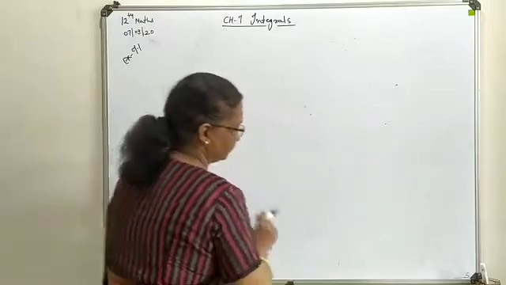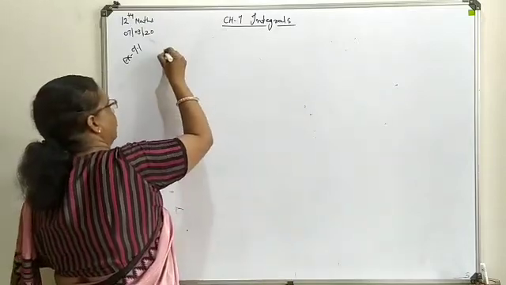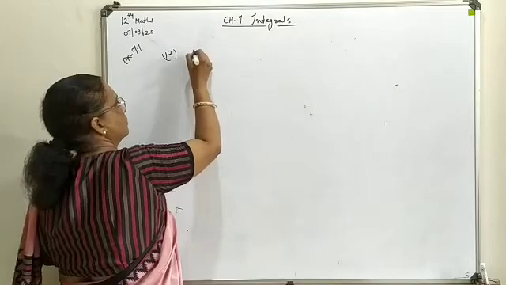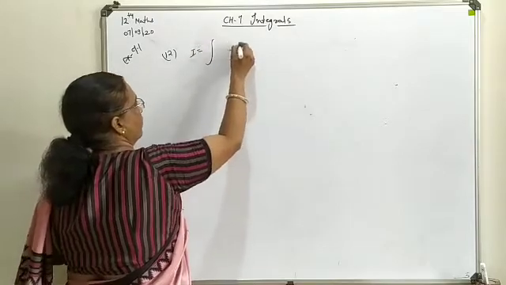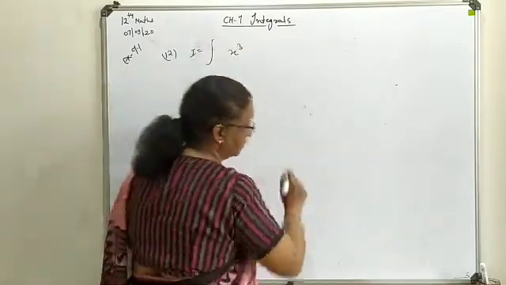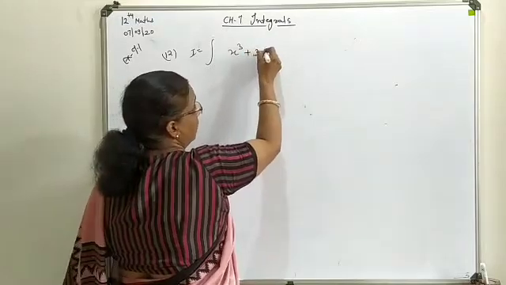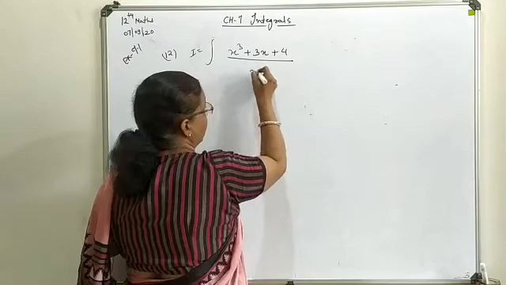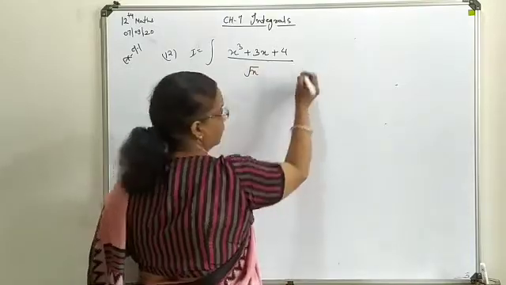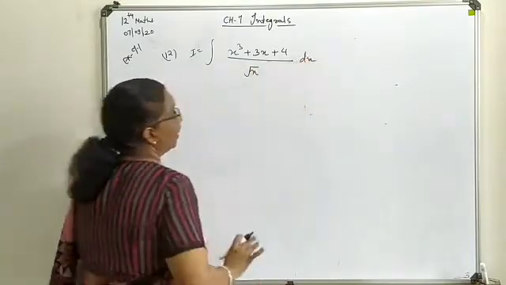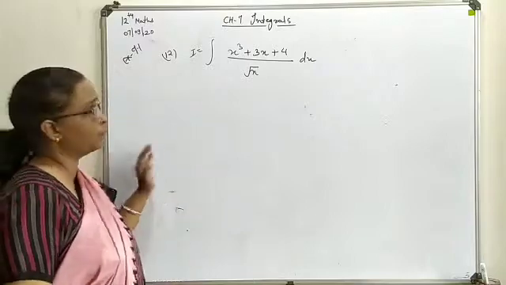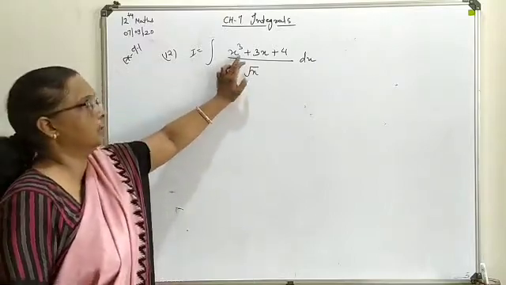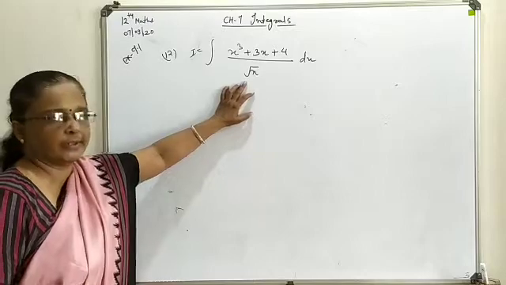In 12th one, just look at the question form. x cube plus 3x plus 4 upon x power half. Now how to handle this situation? You see, under the numerator, x power half is written everywhere.